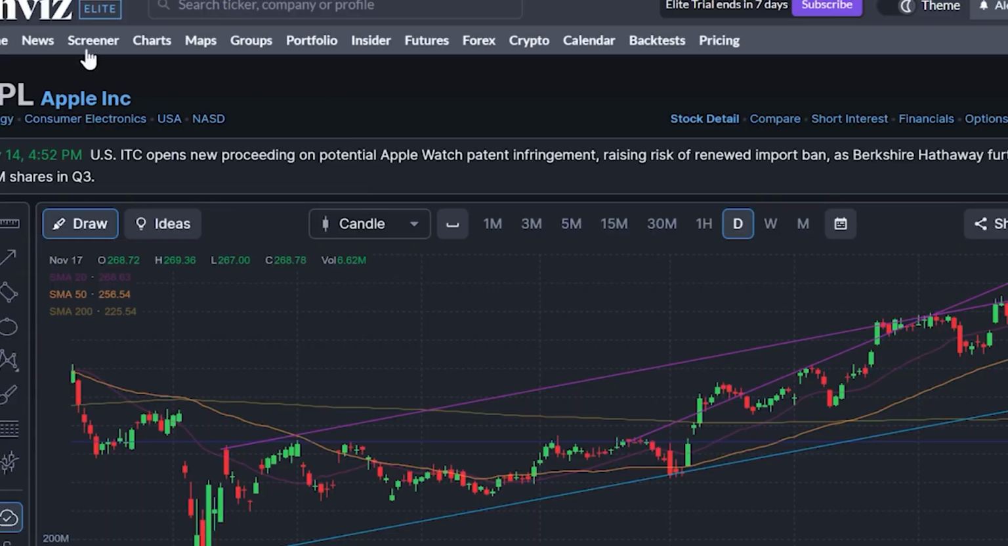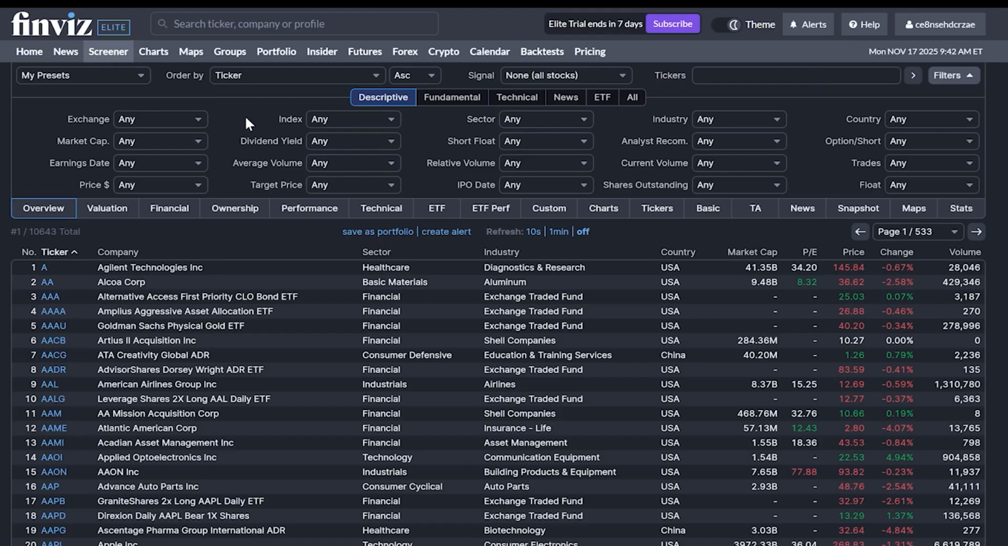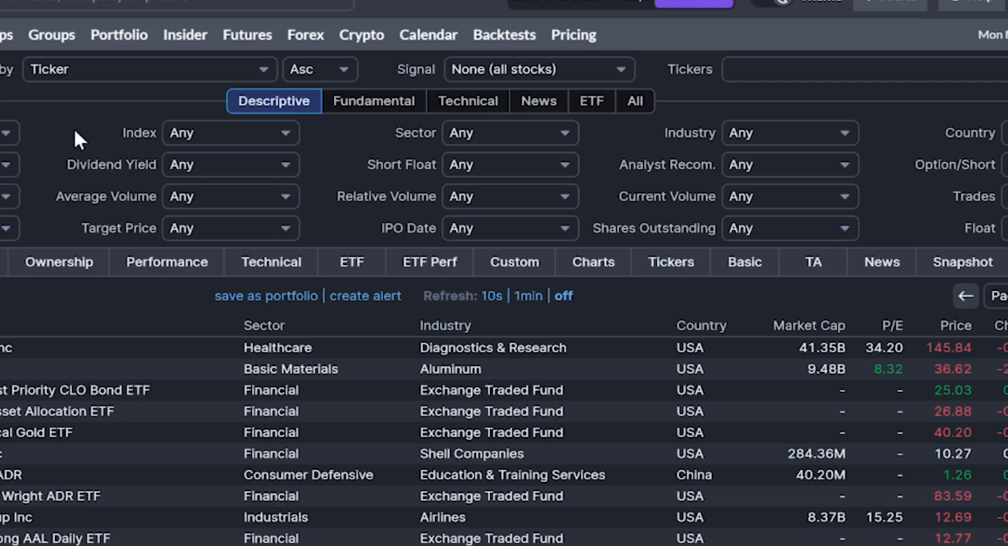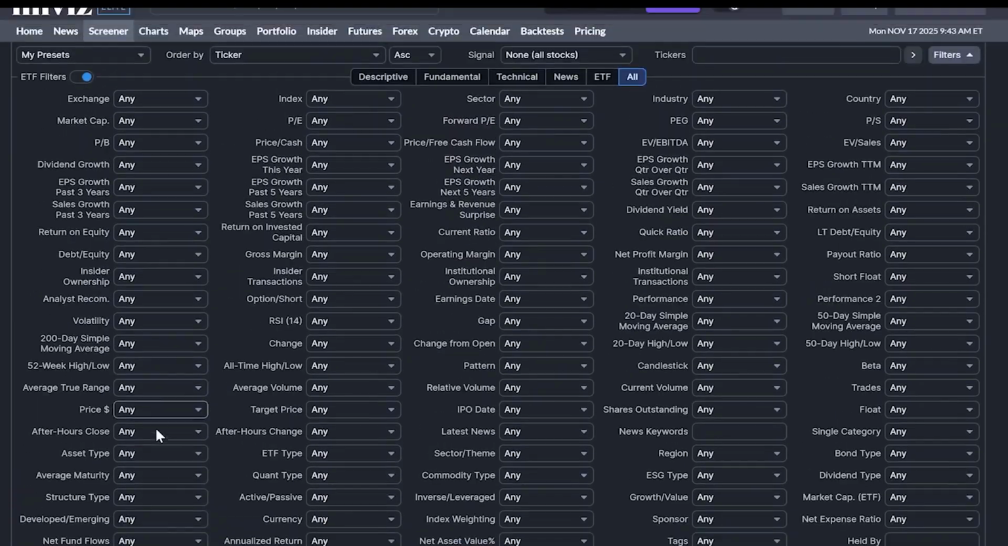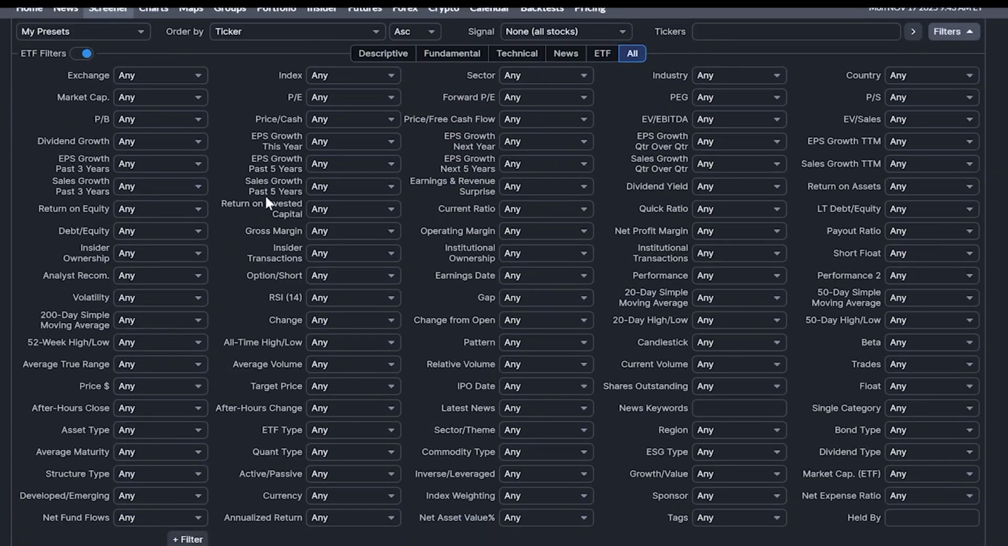Where I think this platform really stands out is with its stock screener. This is one of the best and just easiest to use stock screeners out there, I think, and it's available completely free. You don't need a paid subscription to Finviz to use it. So here you can see they've divided up the screening filters into descriptive, fundamental, technical, news, ETF, which is obviously ETF specific. And then you can just hit all, and it'll bring up all of those filters in a single screen. So you can see there's a ton of different options here.